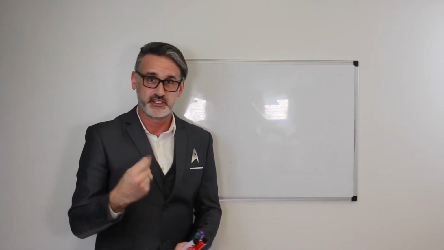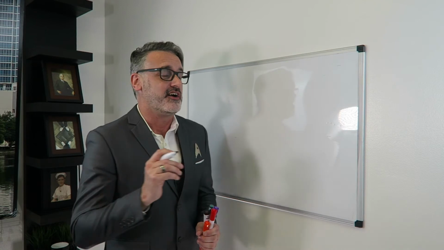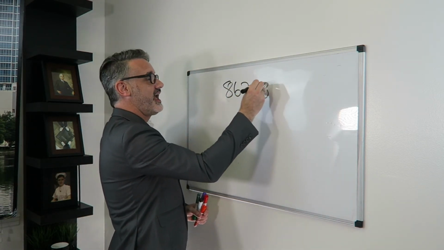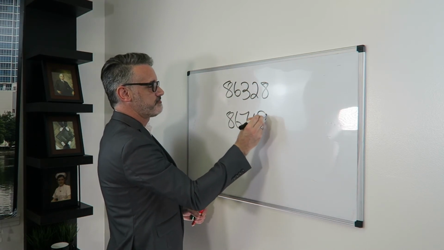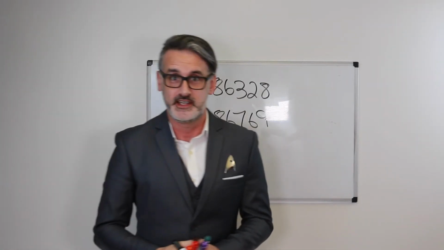And then for the antibody testing, we have 2 possible codes. The 2 codes that we use for the antibody testing are 86328 and 86769. So both of these codes are used for the antibody testing for COVID-19.